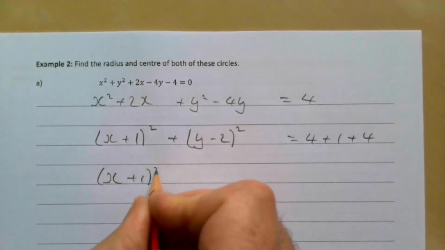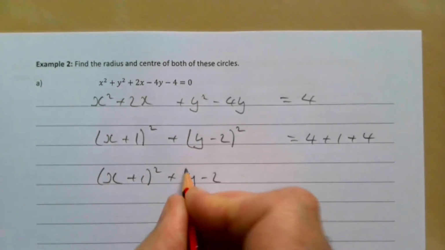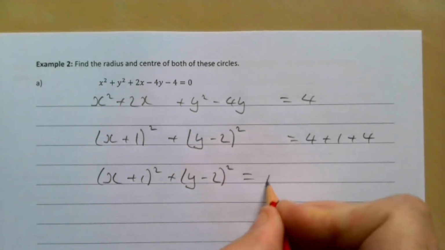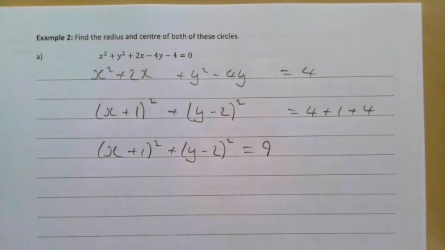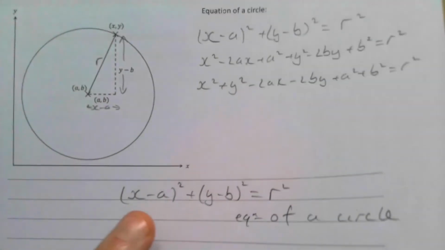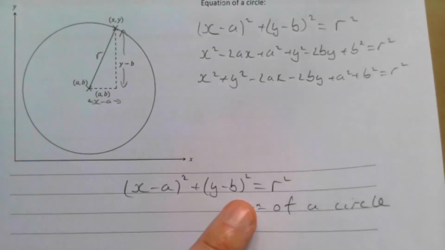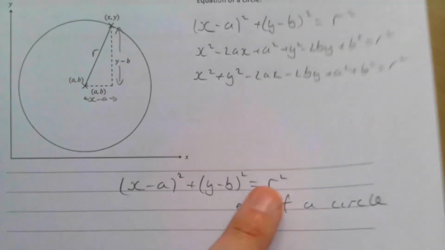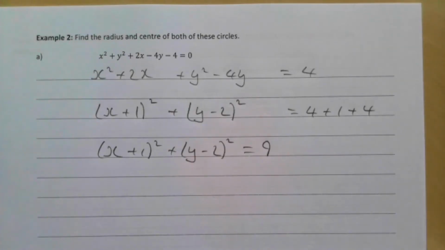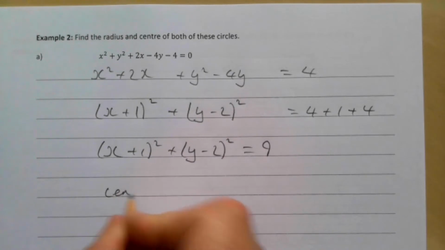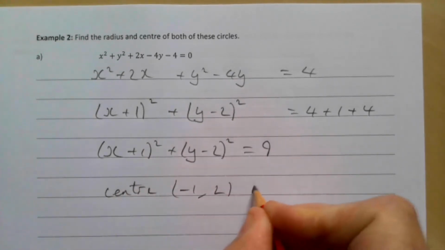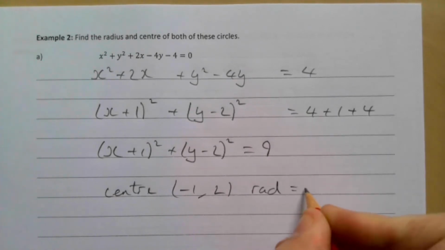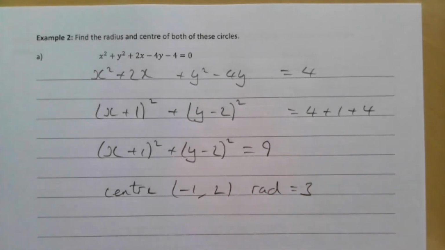x plus 1 all squared plus y minus 2 all squared equals 9. If we compare that with our equation on the previous page, these points tell you the coordinates of the centre, and this is the radius. Then we would have centre (-1, 2), and radius 3, because that is the square root of 9.